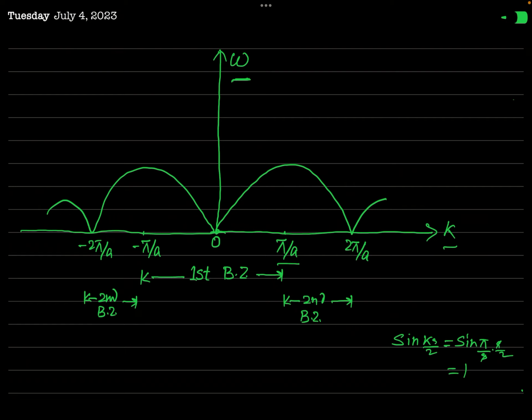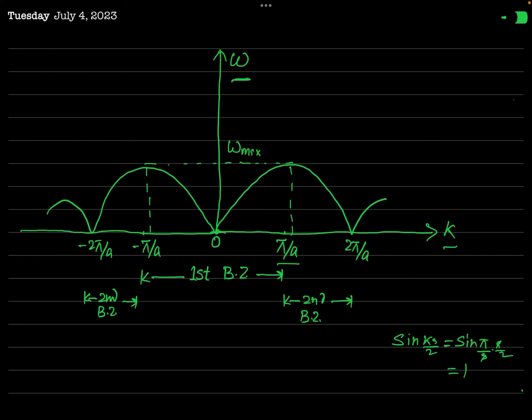And similarly, on the negative side too, when k is equal to minus pi by a, then again this will be maximum, and so this represents the maximum value of the frequency, which we denote by the symbol omega max. So at k equal to plus pi over a and k equal to minus pi over a, this omega is maximum.